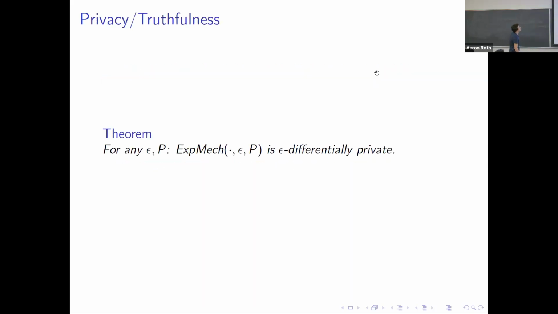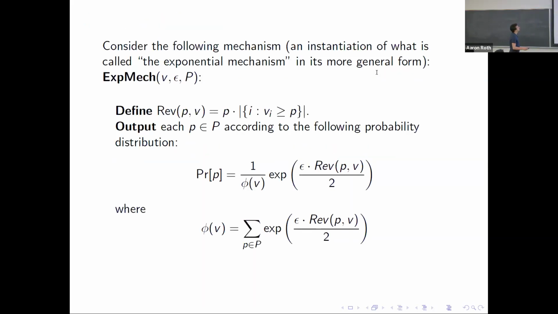We're going to derive this in a second. Let me just stare at the form of this distribution for a second, to foreshadow a couple of lines of algebra. So what is the probability we output some price p? Well, it's proportional to e to the epsilon times the revenue obtainable by that price p.